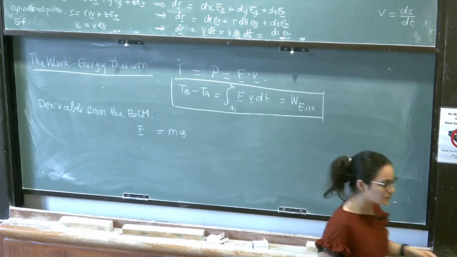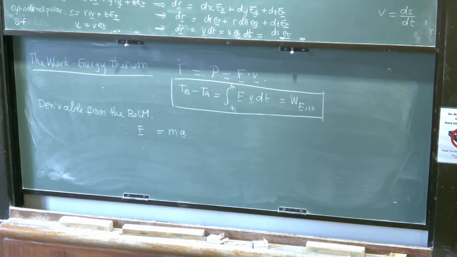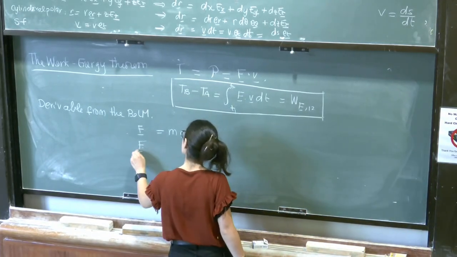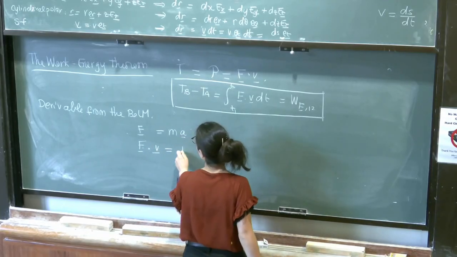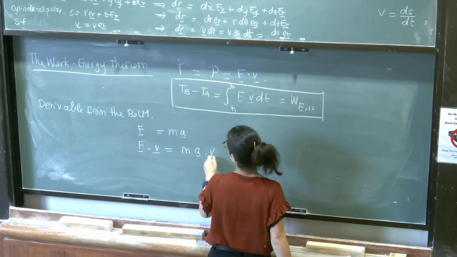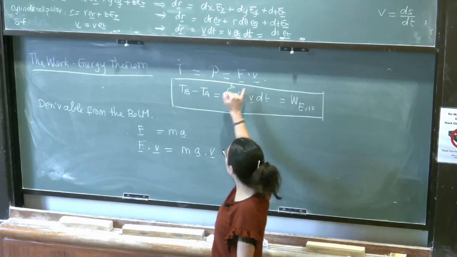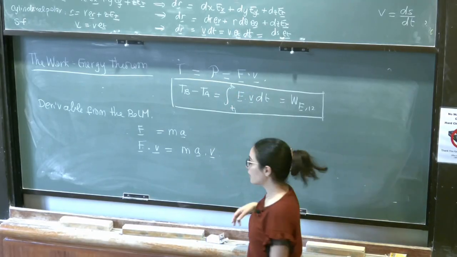What do you think I should do next? Any ideas? Yeah, I'm going to dot this equation with v. So F dot v is equal to m a dot v. So this F dot v term recovers the power of the force, right? So this is P.